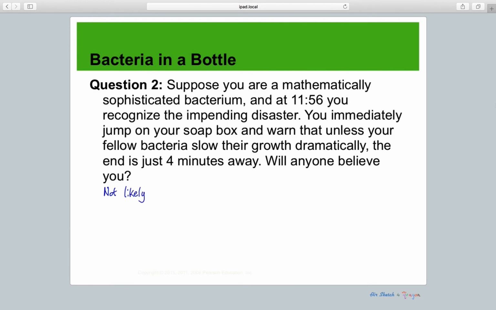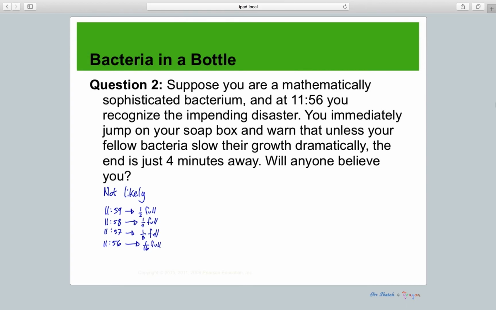And the reason being, right? So let's just break it down this way. At 11:59, the bottle was half full. That means at 11:58, the bottle is a quarter full. That means at 11:57, the bottle is an eighth full. And at 11:56, the bottle is a 16th full.